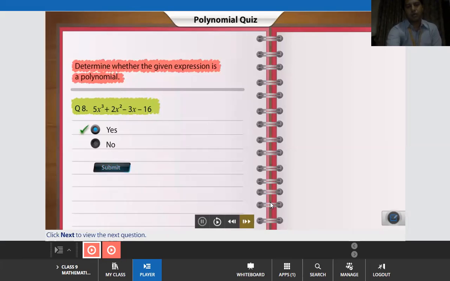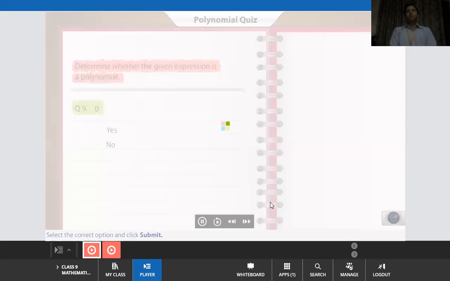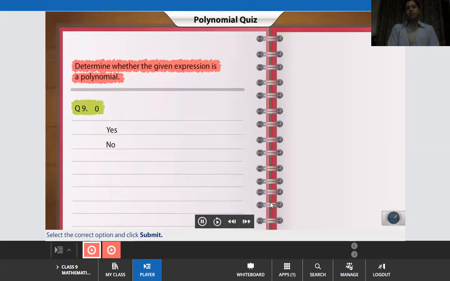Now the ninth question is 0. Is 0 a polynomial? Select the correct option and click submit. Yes, every whole number, natural number or integer, or all the numbers, whatever it is, rational, irrational, all the numbers are polynomials. So 0 is also a polynomial, though 0 is a very special type of polynomial. When we talk about the degrees of polynomial, we'll talk about 0.